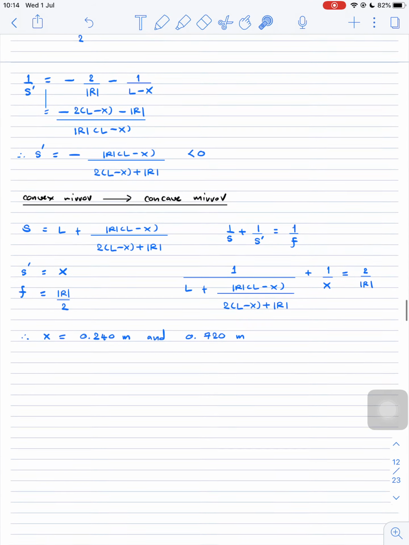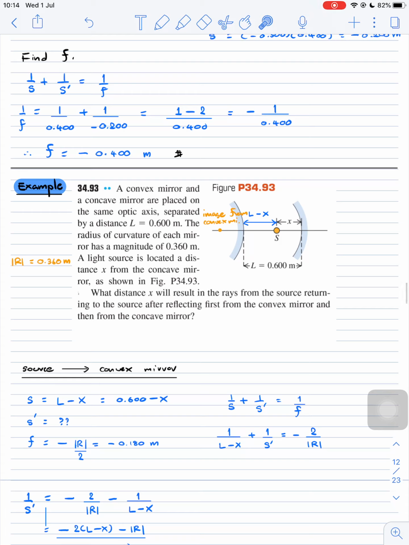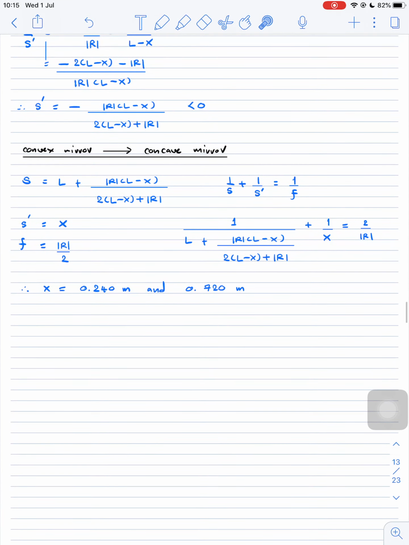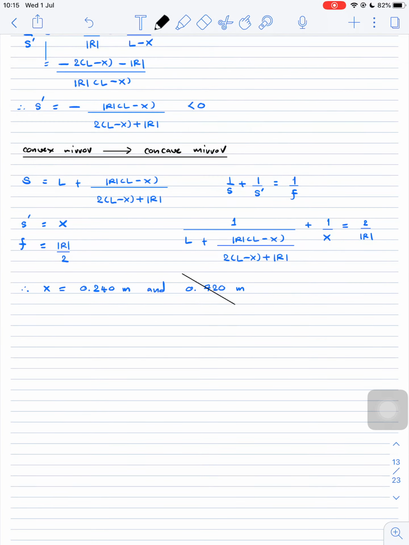But now what is the correct answer? Let's see the picture here. We say that the source is between the two mirrors, and L equals 0.600 meter. So this X must be less than this L. Then this one is correct and the other one is wrong, because X must be less than L. So that's going to be our answer.